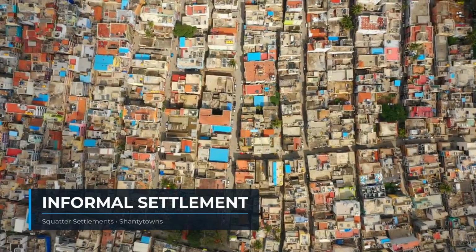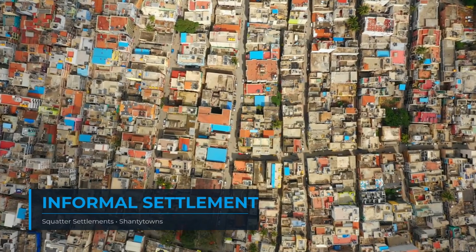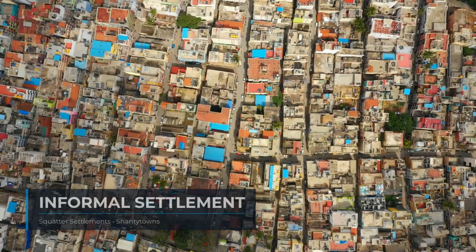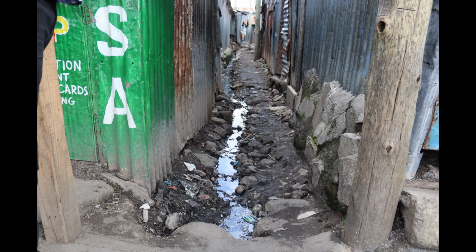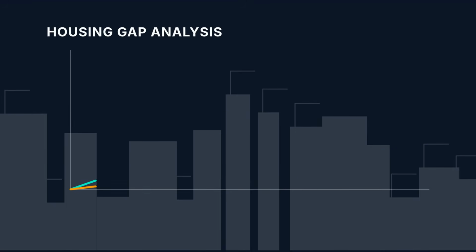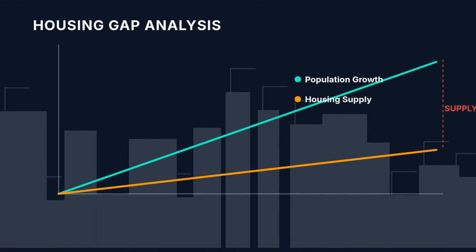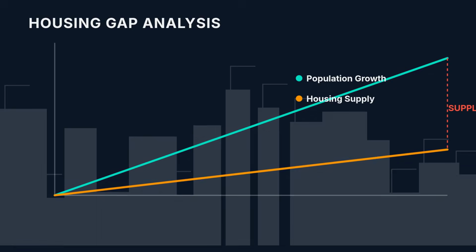Housing shortages may lead to informal settlements, sometimes called squatter settlements or shanty towns. These areas often lack legal land ownership, sanitation, or infrastructure. They are common in rapidly growing cities where formal housing cannot keep up with population growth.